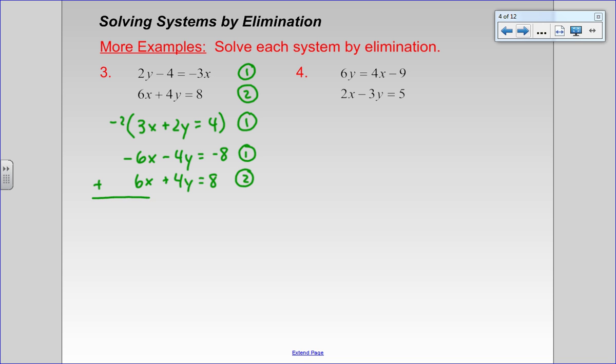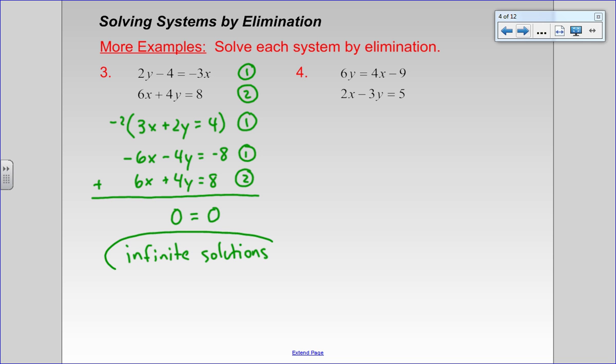When we add these two equations together, notice that both the x and y terms cancel out on the left-hand side, so we have 0. And on the right-hand side, negative 8 plus 8 is also 0. We've seen that if we obtain an equation that is always true like this, this means that we actually have two equivalent equations in our system, and therefore there are infinite solutions. This means that if we were to graph these two equations, we would see that they produce the same line, and all points on that line are solutions of the system.